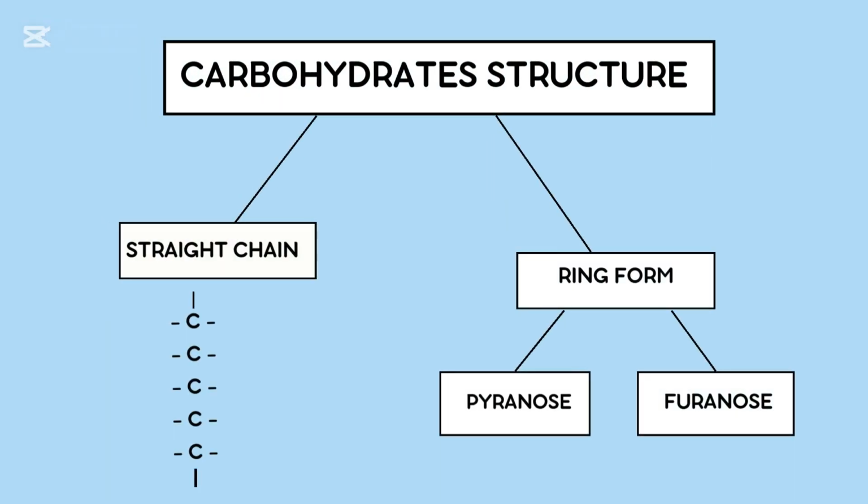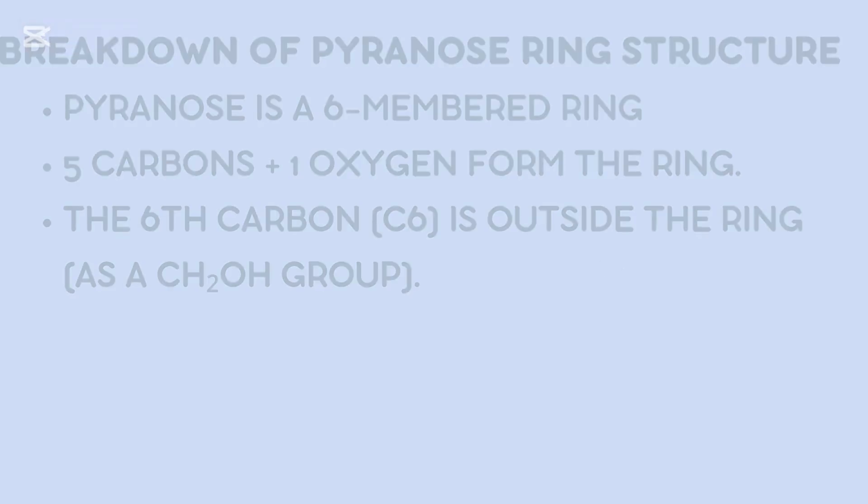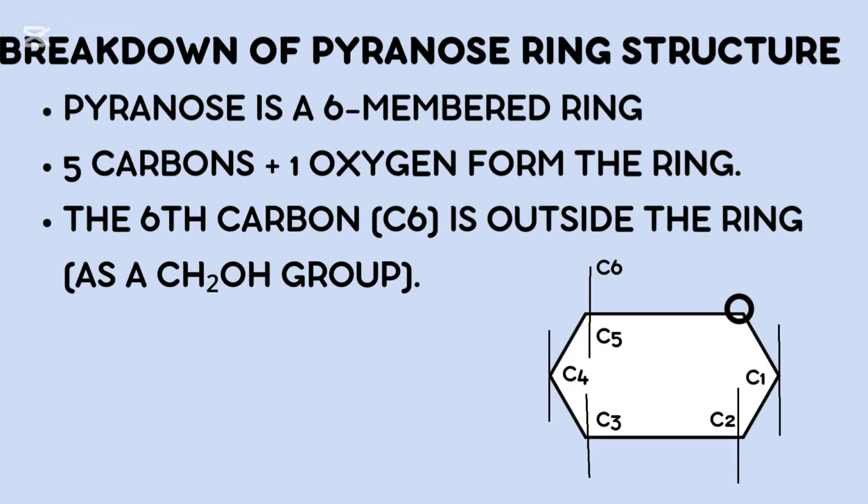Structures. Carbohydrate structures can be drawn in two ways. First, straight chain, and second, ring form, which is of two types: pyranose and furanose. Breakdown of pyranose ring structure. Pyranose is a 6-membered ring. 5 carbons plus 1 oxygen form the ring. The 6th carbon, C6, is outside the ring, as a CH2OH group.